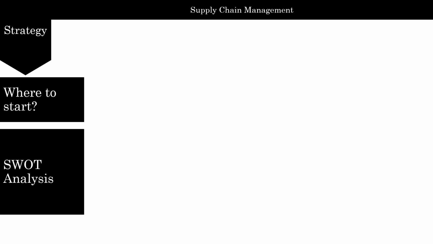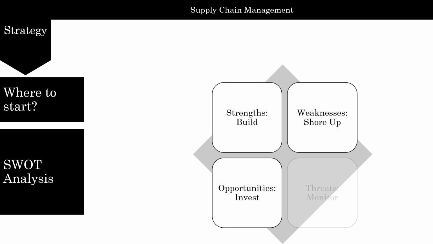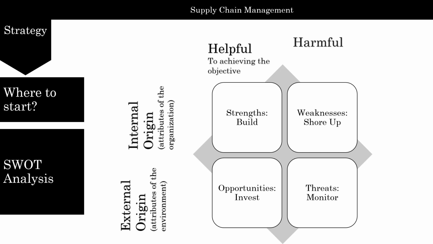So where do we start when we study the company? We start with a SWOT analysis. This is called strengths, weaknesses, opportunities, and threats. You build your strengths, you shore up your weaknesses, you invest in new opportunities, and monitor your threats. Now, your strengths and weaknesses are internal to the company, and opportunities and threats are external to the company.